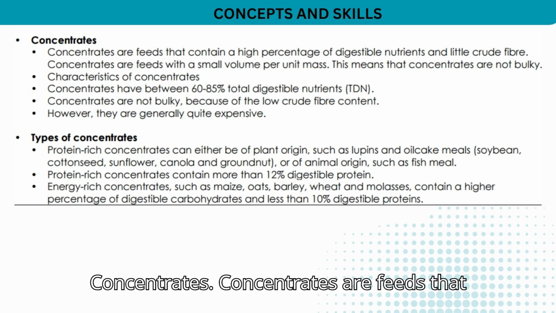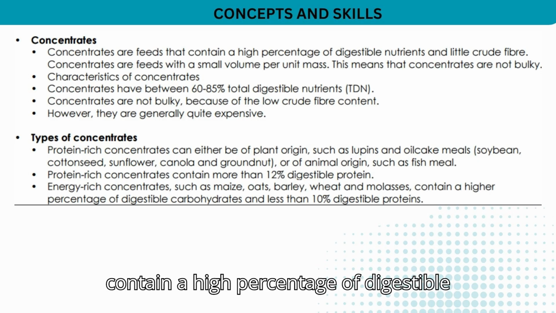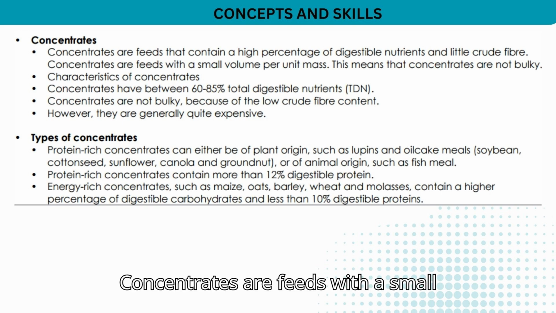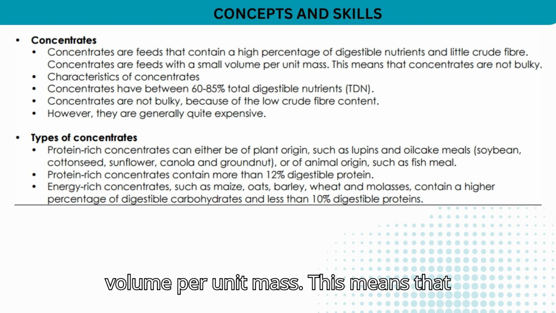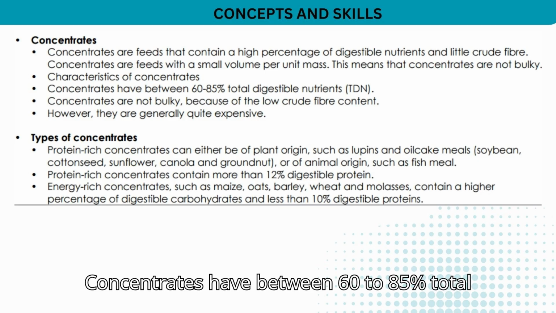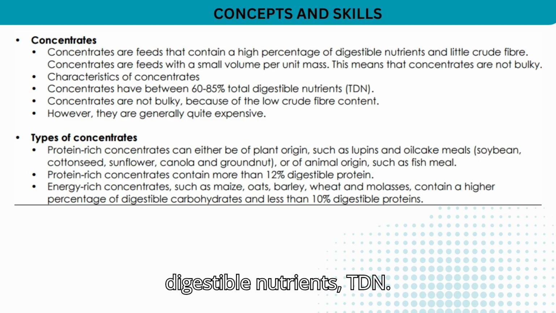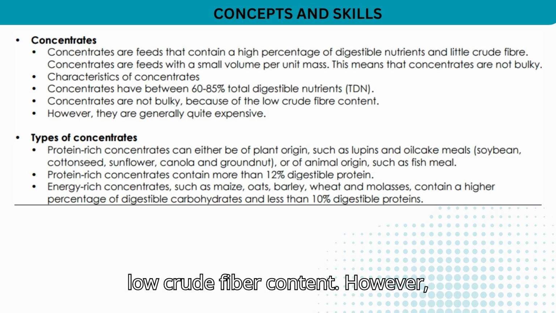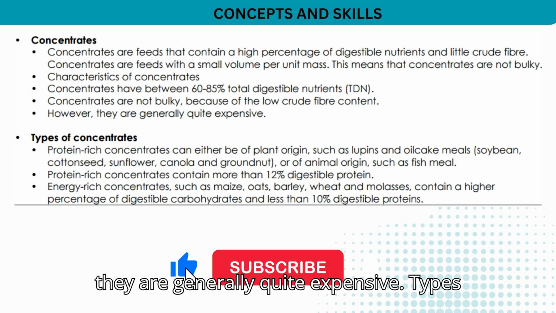Concentrates. Concentrates are feeds that contain a high percentage of digestible nutrients and little crude fiber. Concentrates are feeds with a small volume per unit mass. This means that concentrates are not bulky. Characteristics of concentrates. Concentrates have between 60 to 85% total digestible nutrients, TDN. Concentrates are not bulky, because of the low crude fiber content. However, they are generally quite expensive.